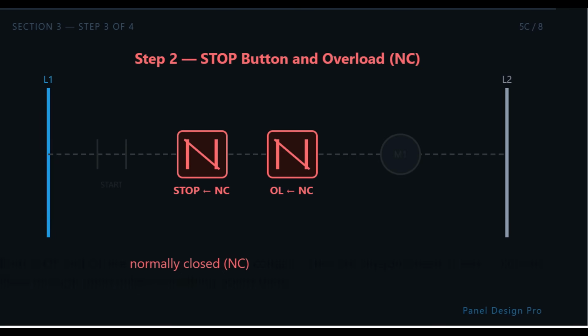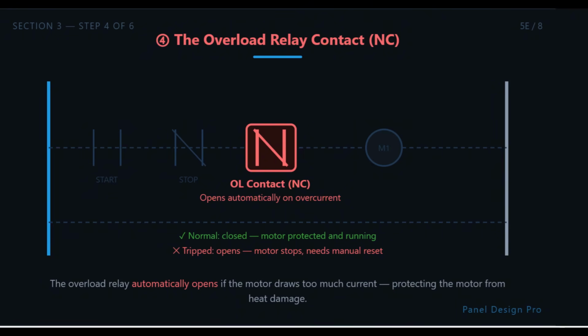Next in series, we have a normally closed stop button, your e-stop or stop push button. Remember, normally closed means current is already flowing through it at rest. When you press the stop button, it opens and breaks the circuit. After that, we have an overload relay contact, another normally closed contact. This opens automatically if the motor draws too much current, protecting the motor from damage.